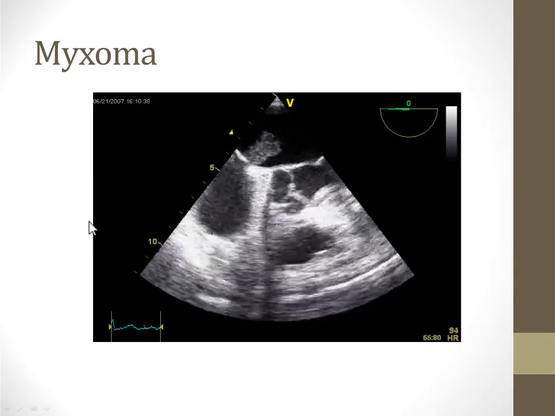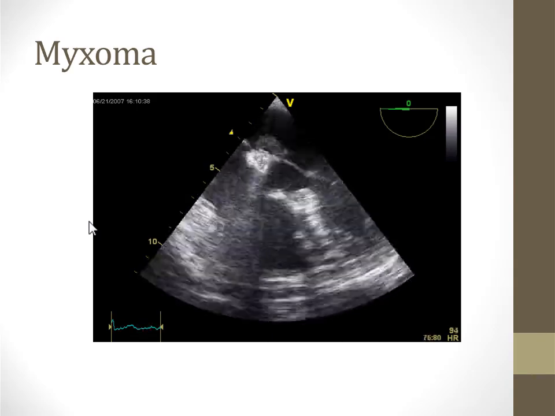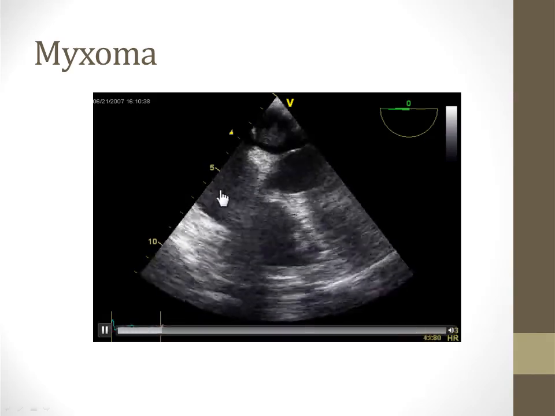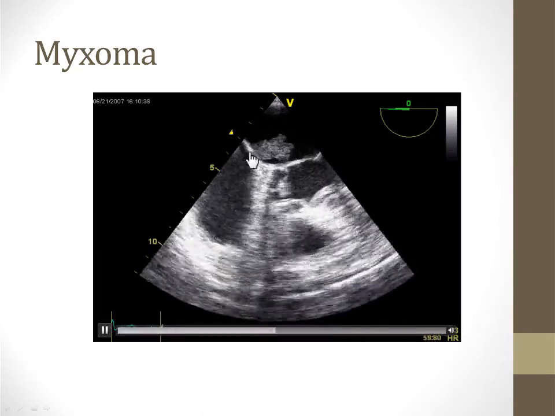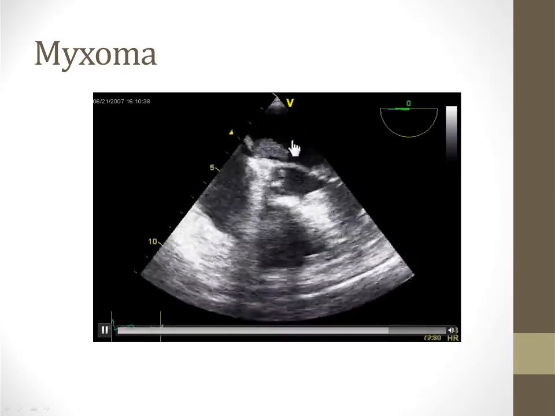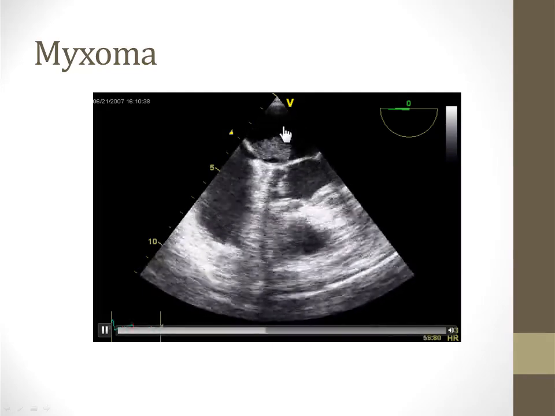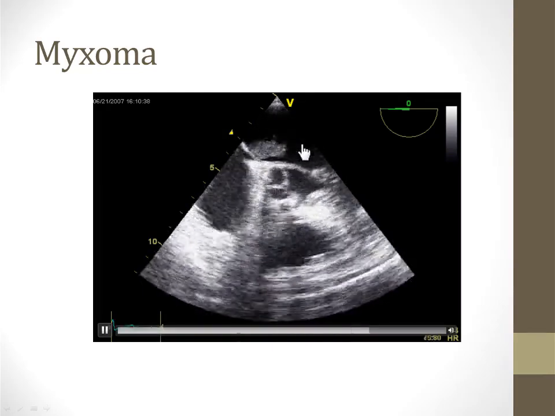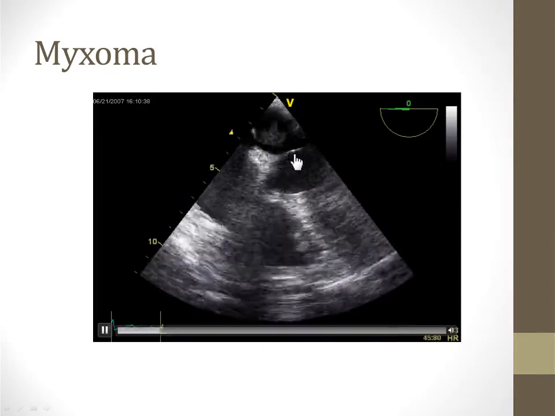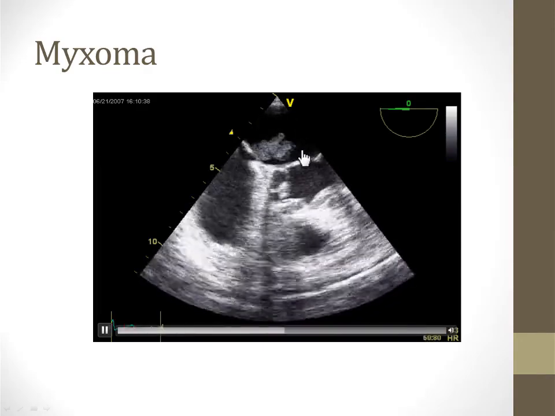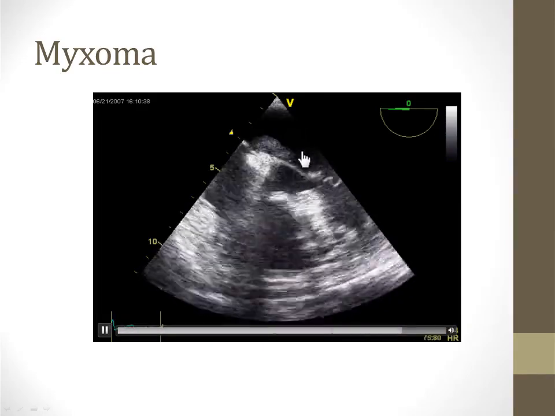Shown on the screen is a transesophageal image of a cardiac myxoma. This black chamber here is the right atrium. This line is the septum between the right atrium and the left ventricle. Right here, where I'm showing with my pointer, is the left atrium. And you can see that there is a mass that is attached to the interatrial septum that is mobile and moving around in the left atrium. That is a cardiac myxoma.